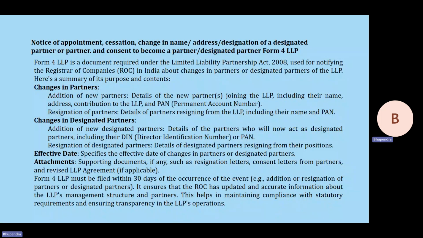For this, we need to find the form number 4. Form number 4 is a document required under the Limited Liability Partnership Act 2008, used for notifying the registrar of the companies in India about the changes in the partners or the designated partners of the LLP. Like if there is any change in the number of the partners or the name of the partner, then we need to file the form number 4. There is a summary of the purpose and the contents. Changes in the partners.